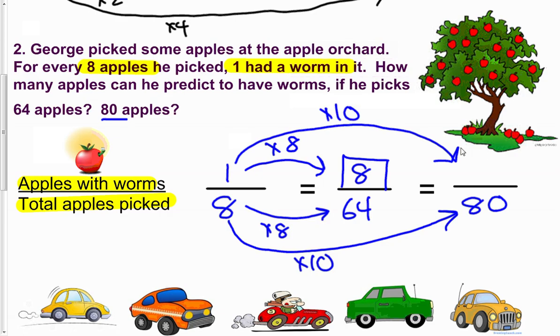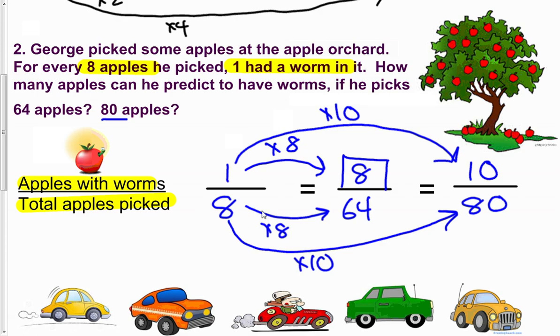So 1 times 10 is 10. So let's summarize. Out of 8 apples, he found that 1 had a worm. We predict that out of 64 apples, 8 would have a worm. And out of 80 apples, 10 would have a worm.